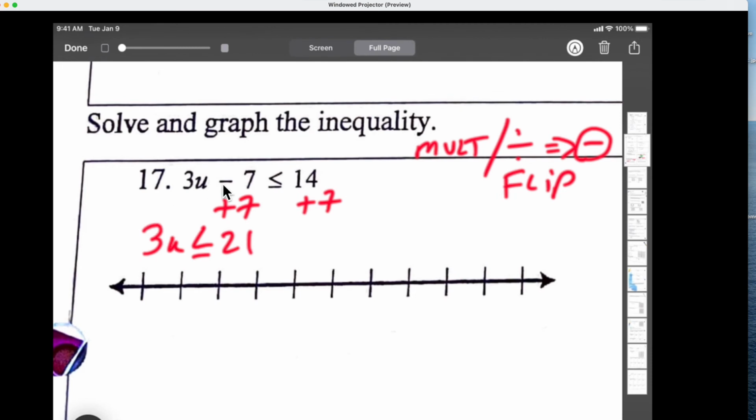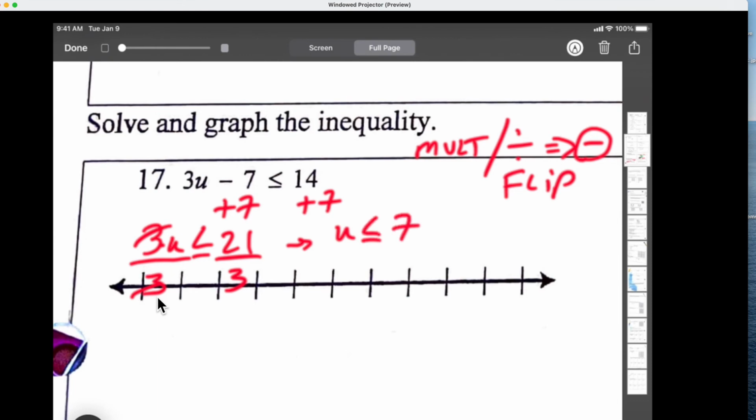Okay, if it's easier for you, you can forget the technique of boxing it, moving it to the opposite side. If you want to stick to plus 7, cross out, that's fine. Okay, so now we have 3u is less than or equal to 21. We are not done yet, because we still have that 3 to contend with. We divide by 3 on both sides. That allows us to get rid of that 3. And we now have u is less than or equal to 7.